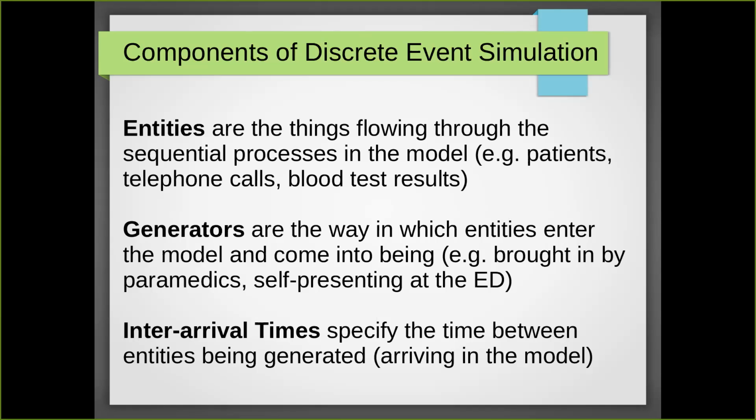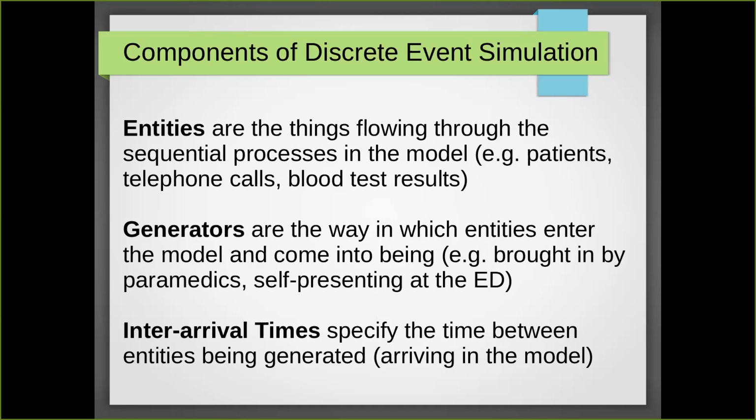It could be things like telephone calls. You can model a call waiting system using discrete event simulation. That's commonly done. Or things like blood test results. Anything that's flowing through a series of processes and is queuing, waiting for resource for those processes, can be modeled as an entity.